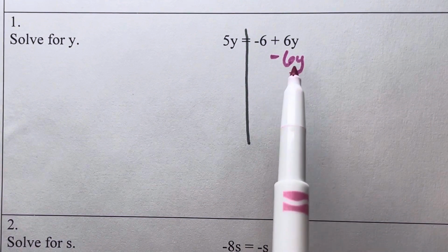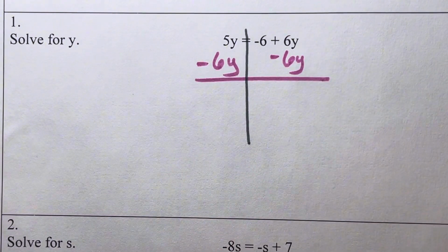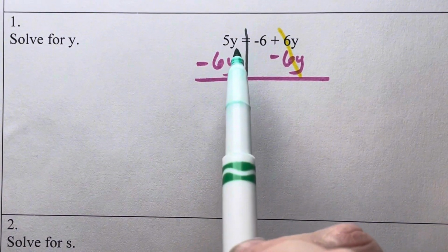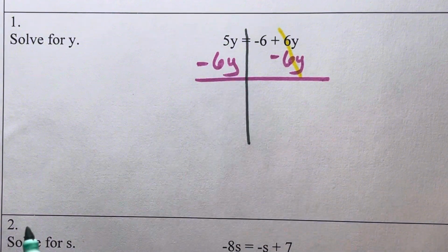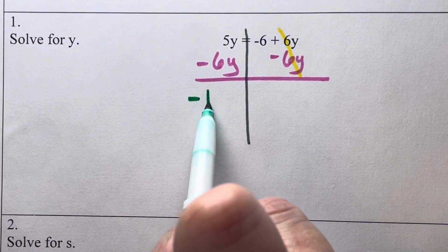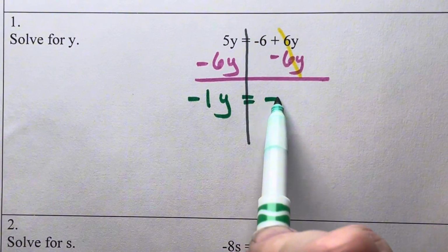And what you do on one side of the river, you still do to the other side of the river. So the purpose in this was to get rid of the 6y so that all of the y's are on the same side of the river. If you had chosen to move the 5y first, that would be just fine. Your steps would look a little different than mine, but that's okay. All right, so 5y minus 6y will give you -1y. And that equals -6.